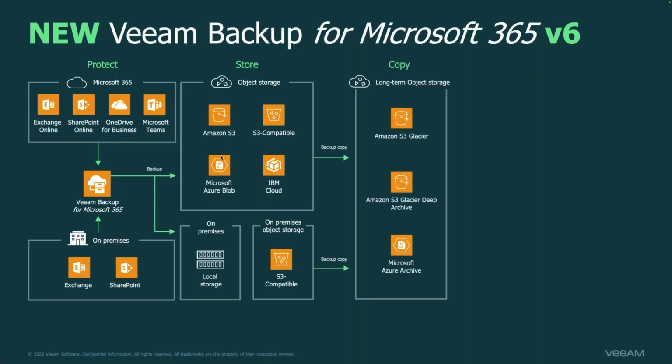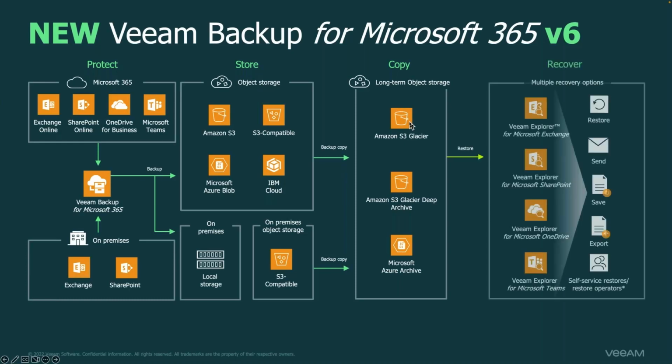You also have a new feature in version 6 whereby you can create a second backup copy into Glacier or long-term object storage, which is deemed lower cost storage for your long-term retention backups, where we leverage Amazon S3 Glacier Deep Archive as well as Microsoft Azure Archive. So the copy you store in object storage on-prem is your first copy. You can have a second copy in the archive tiers.